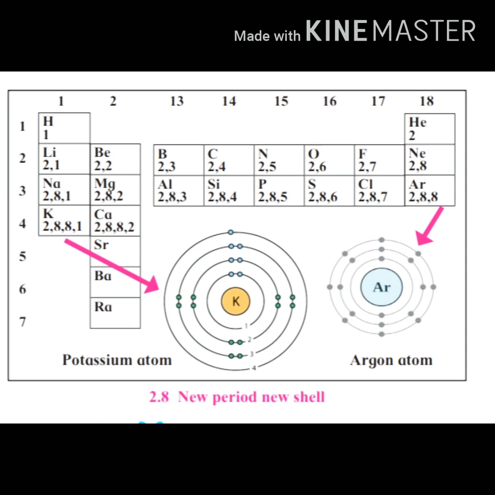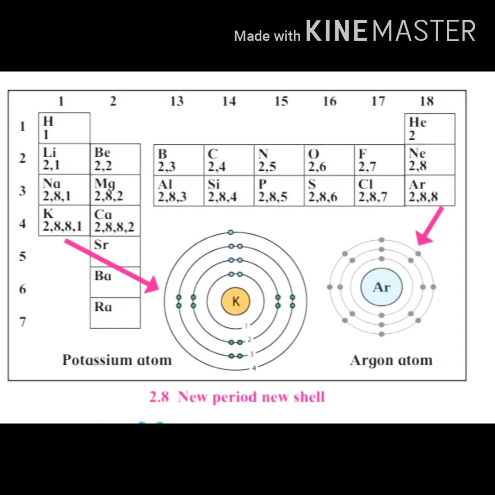Now come to the second period, lithium. Which period is it? Second period. So how many shells? 2 shells. So lithium is 2, 1, beryllium also. Every element in this period will have just 2 shells, and in those 2 shells only the last shell will have the addition of the electron.